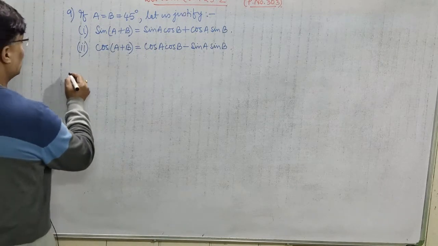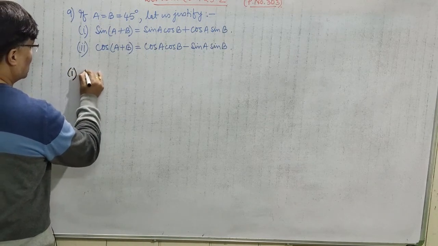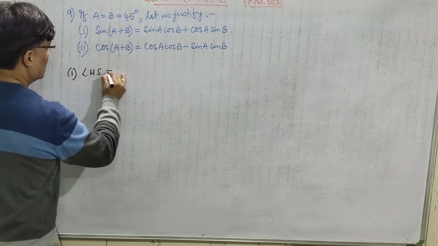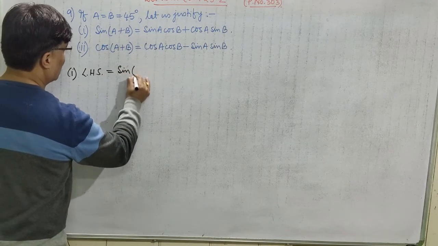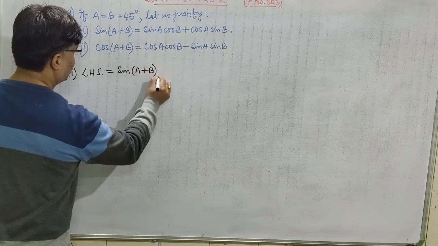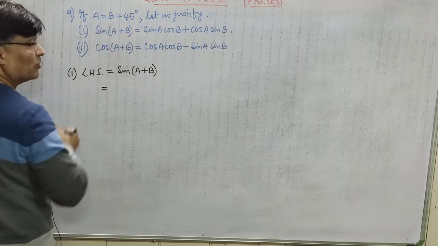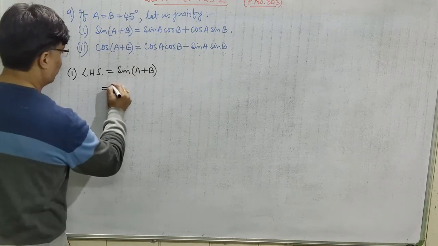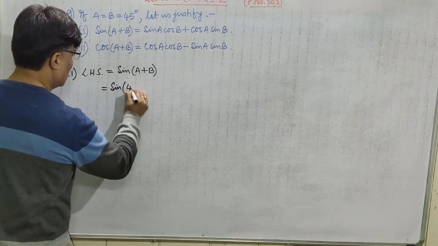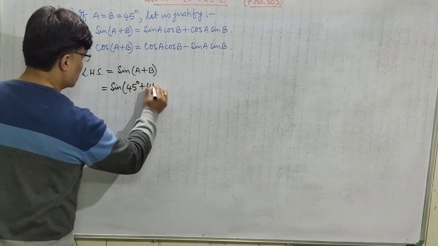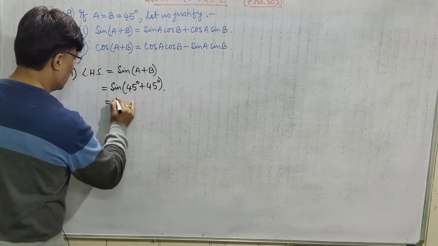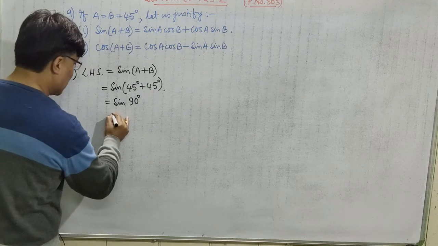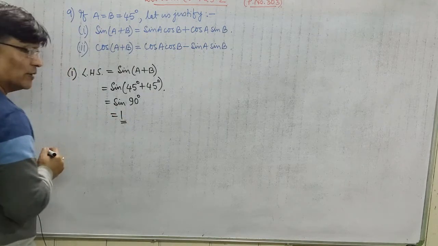Okay, so let us do number 1. First of all, let us find out the value of LHS. You have to prove LHS is equal to RHS. So here LHS is equal to sin(A + B). Here A is equal to B is equal to 45 degrees, so you can put A as 45 degrees and B also 45 degrees. So it is sin(45 degrees + 45 degrees), which is sin 90 degrees, which is equal to 1. This is your LHS.